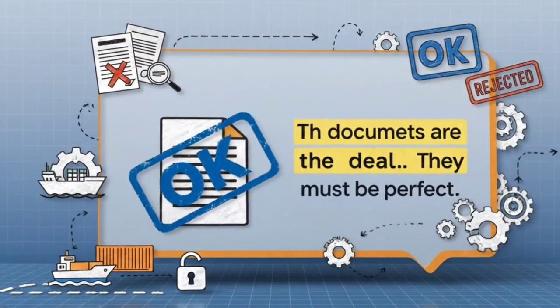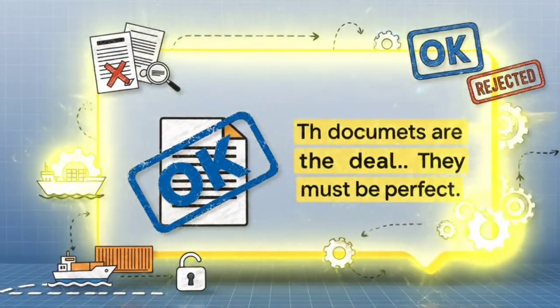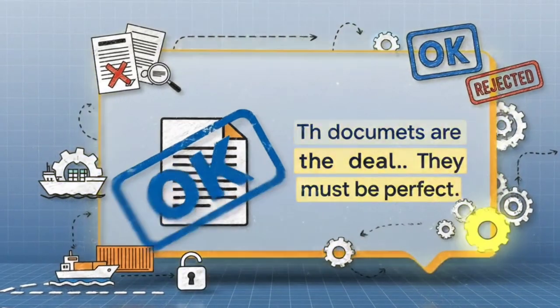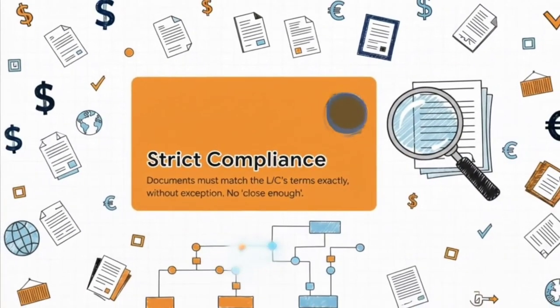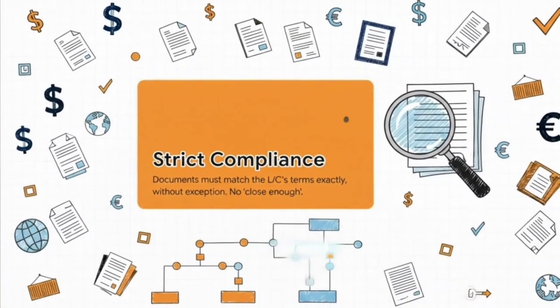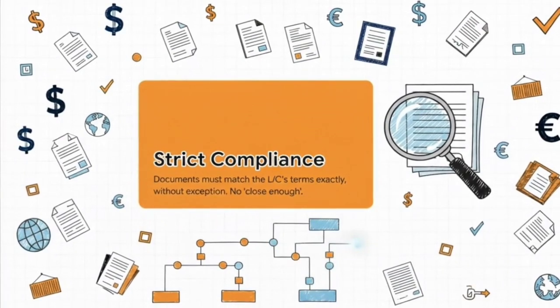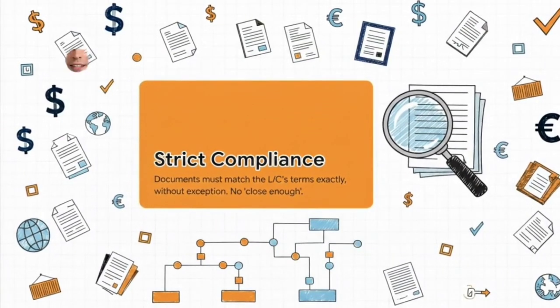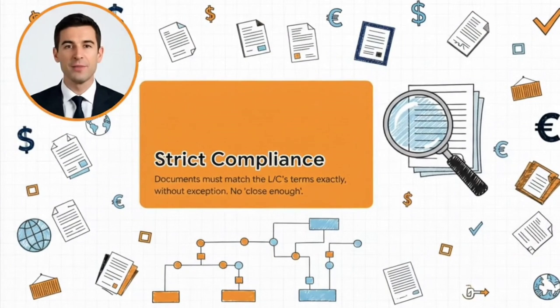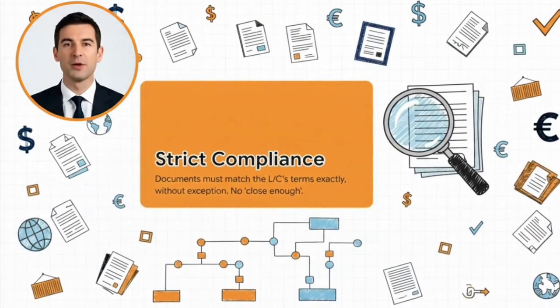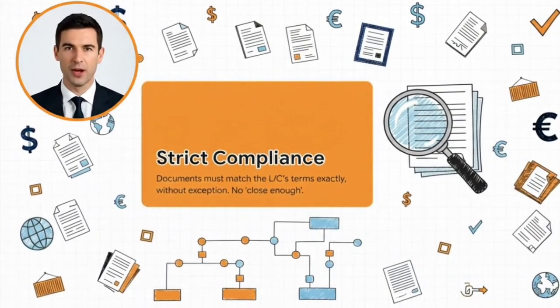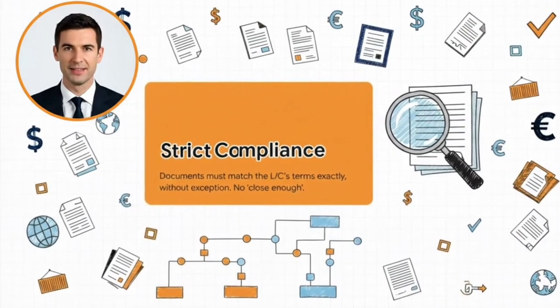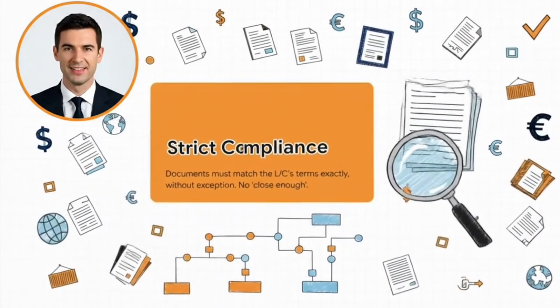And this leads us to the formal definition of strict compliance. Probably the best way to think about the bank's document checker is to imagine they're not a person at all, but a very literal robot. This robot has a checklist, which is the letter of credit, and it simply compares the documents you submitted against that list. It can't understand typos, it can't figure out what you meant to say, and it definitely cannot accept close enough. Every little detail must be an exact match.